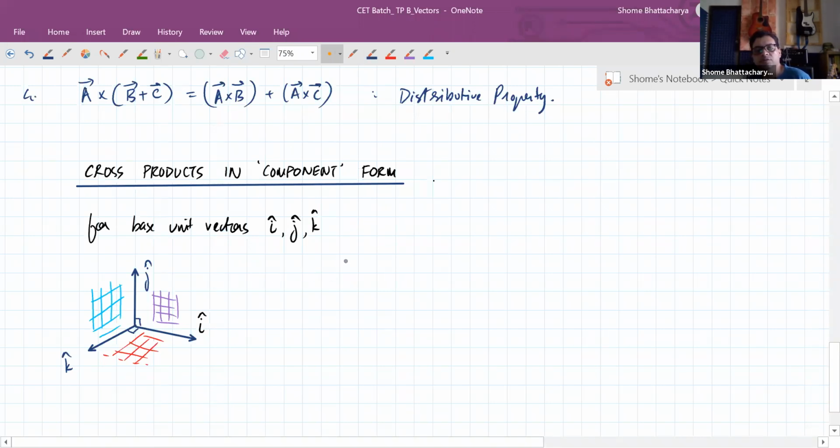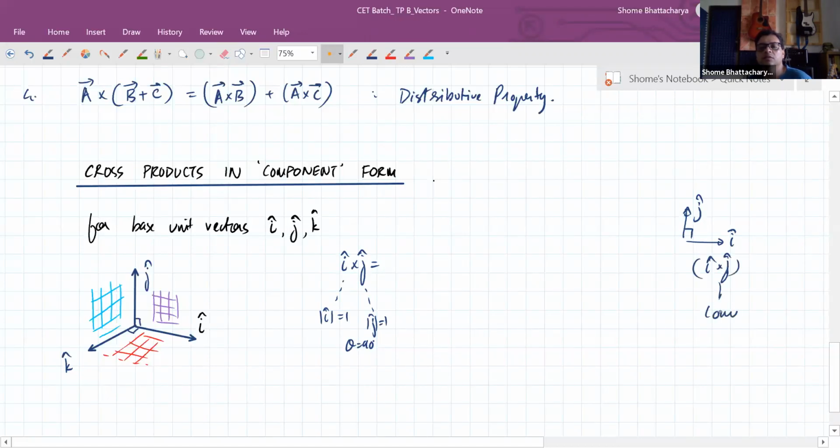So here you can see that obviously i cap cross j cap. If you do this, the angle between the two vectors, this is of magnitude 1, this is of magnitude 1, and the angle between them is 90 degrees. So the magnitude of the cross product should be unity. But what about the direction? So if you have i cap in this direction and j cap in this direction, and you take cross product, उसका direction कैसा हो जाएगा? It will be coming out of the plane, because you will place your right hand thumb along this and your fingers up. So your palm will be pointing outwards towards you. So it is coming out.